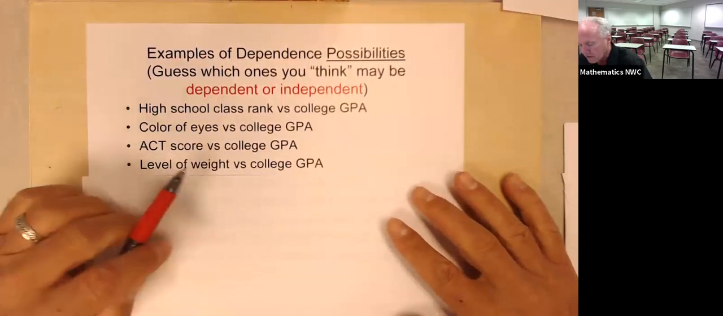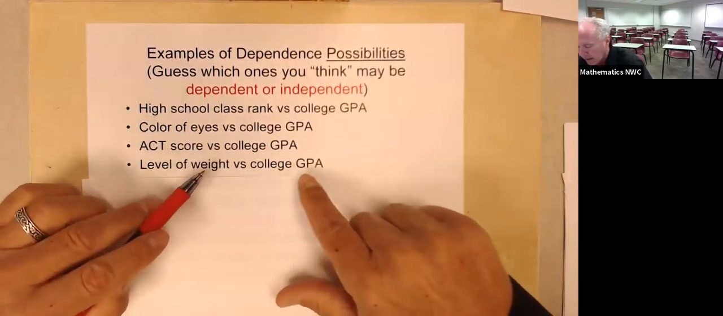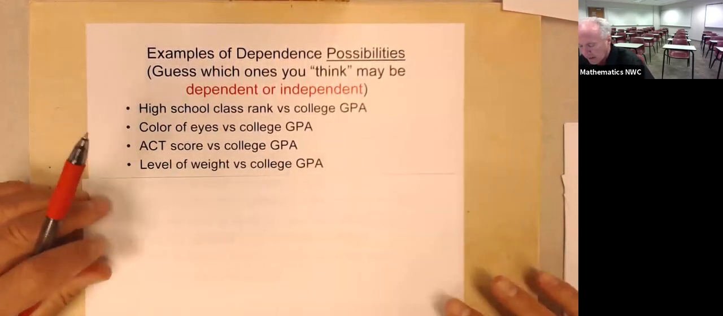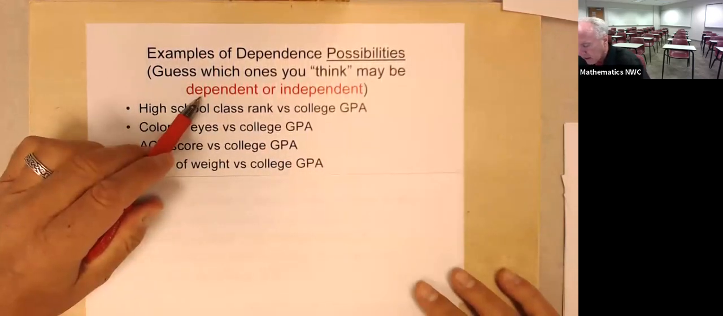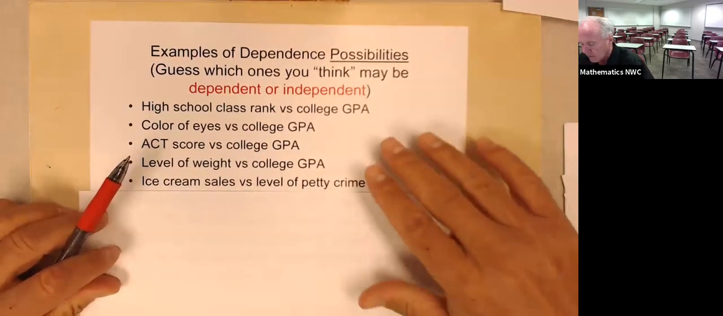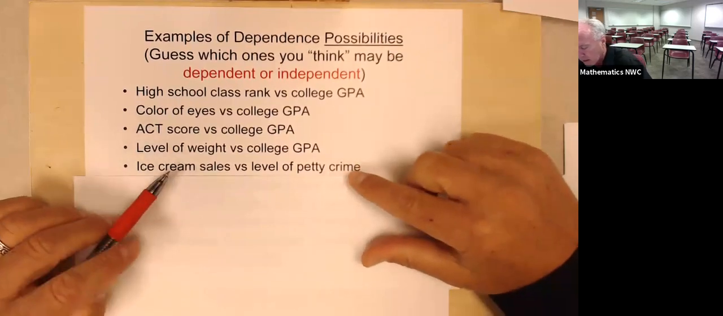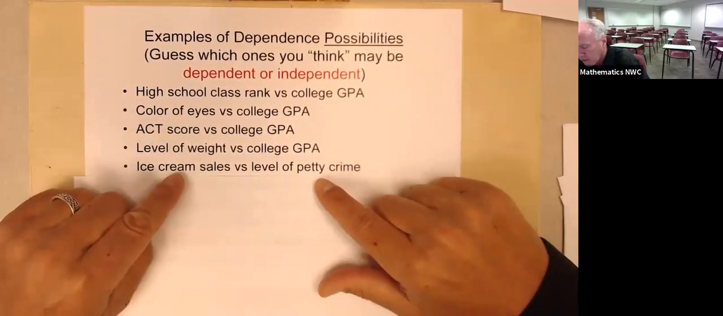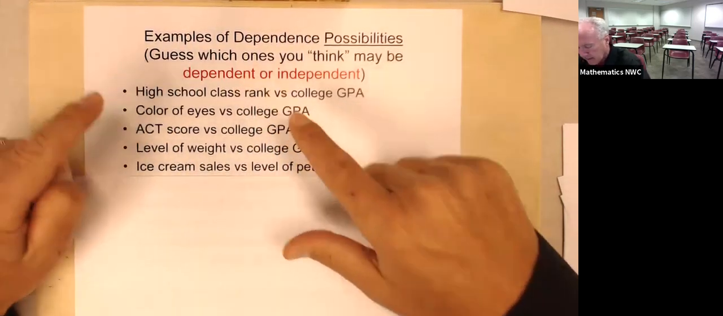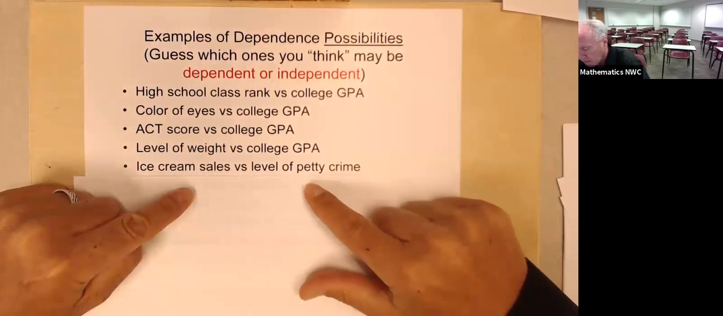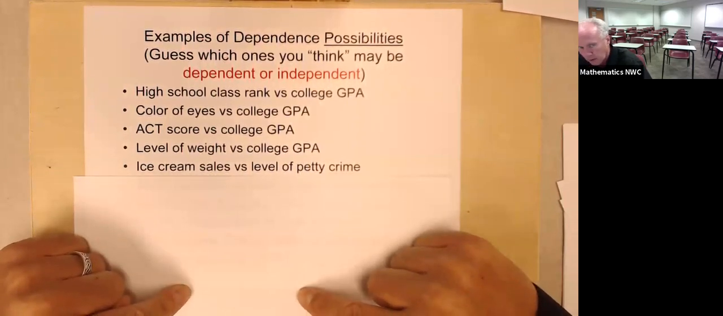Level of weight versus college GPA. Do thin people naturally get a better GPA or lower GPA? As you may guess, no dependence. They are independent of each other. Ice cream sales versus level of petty crime. I may have talked about this before, so if I have, I apologize. But these, believe it or not, are dependent. When ice cream sales are up, so is the level of petty crime. When ice cream sales are down, so is the level of petty crime.